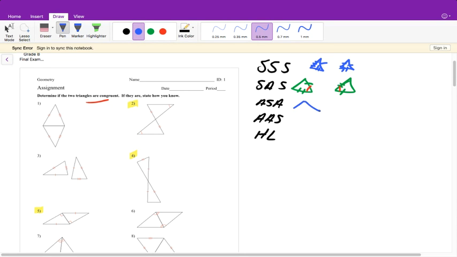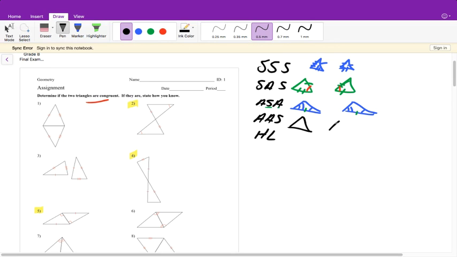Then for angle, side, angle, it is going to be the 2 angles and the included side that needs to be congruent, so it's the side in between them. And remember, it's exactly how it's written. It's exactly how it'll appear. So between 2 angles, the side that is touching or connecting those is the one that needs to be congruent. Exactly how it's written is what it needs to look like.